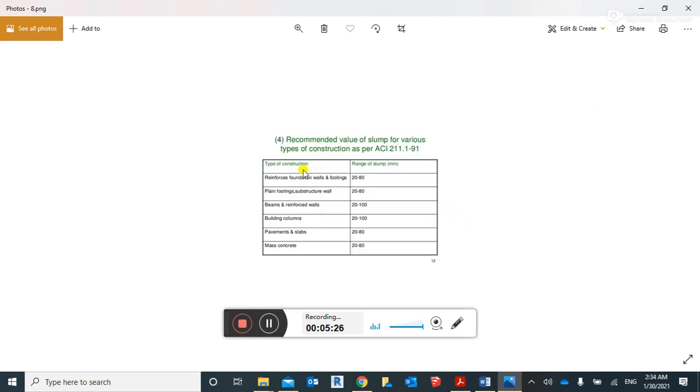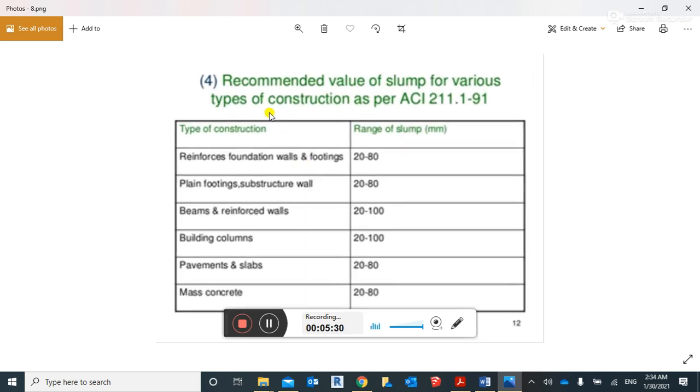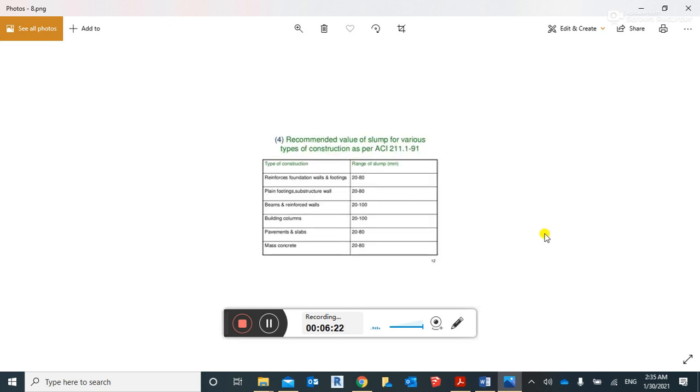See guys, these are some important points. Recommended values for slump for the various types of concrete construction as per the ACI, American Concrete Institute. For the types of construction: reinforced foundation, walls and footing, the range of slump, the maximum and the minimum, is between 20 to 80 millimeter. This is the slump value. For plain footings and substructure walls, the value is between 20 to 80. For beams and reinforced concrete walls, the value is 20 to 100. For building columns, between 20 to 100. For pavement and slab, the value is 20 to 80. For mass concrete, it's between 20 to 80.